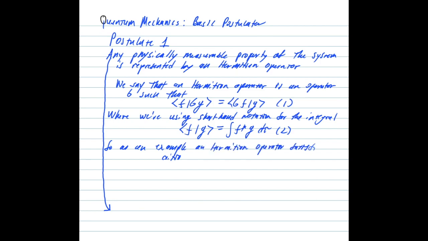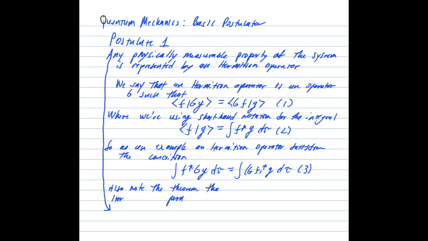So putting these two together, we look at equation 3. For an example, a Hermitian operator satisfies the condition in equation 3, which is the integral of the complex conjugate of f times big G operating on little g d tau is equal to the integral of big G operating on f, with an asterisk outside of the parentheses denoting the complex conjugate, multiplied by little g d tau.